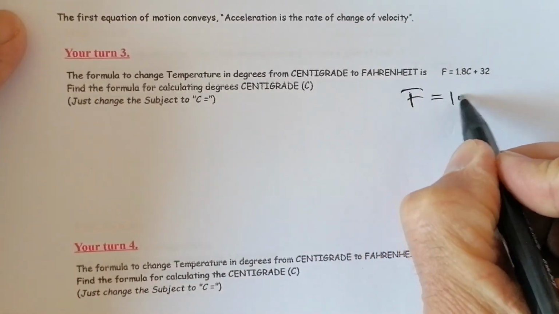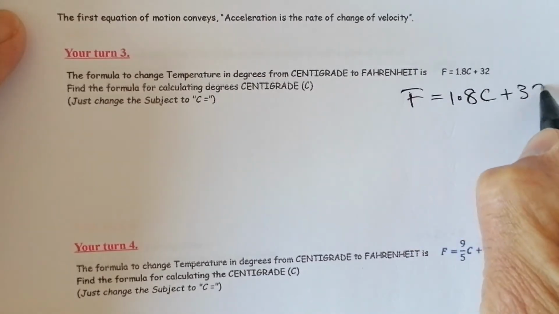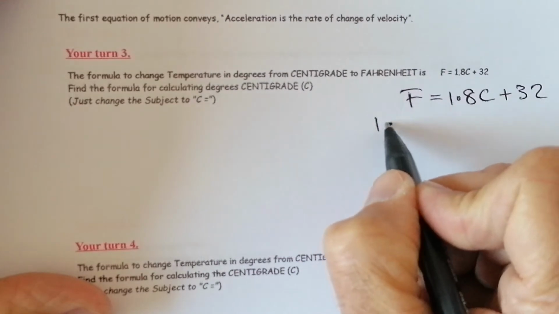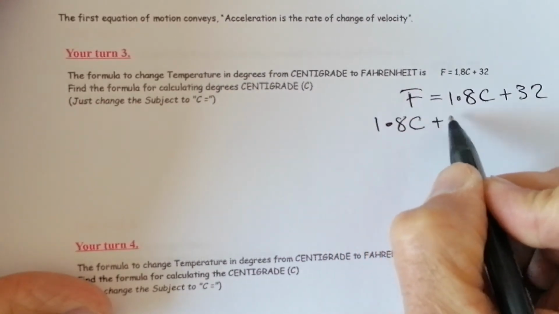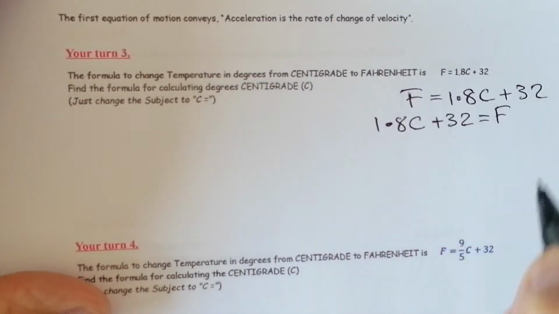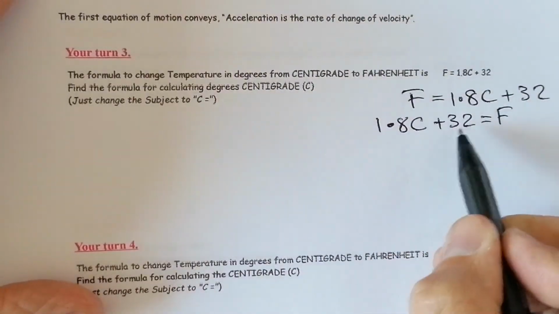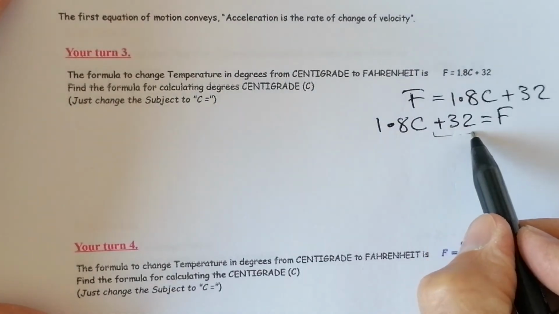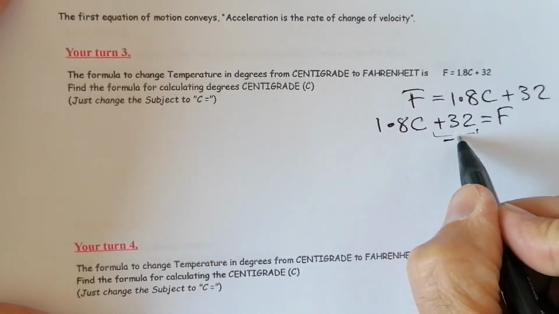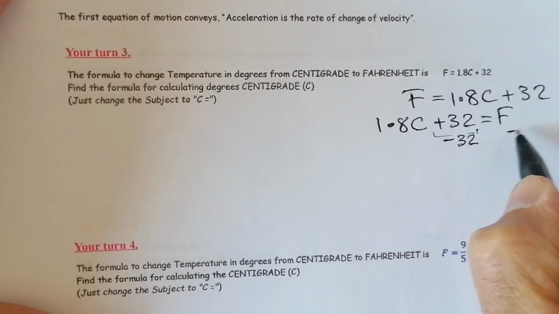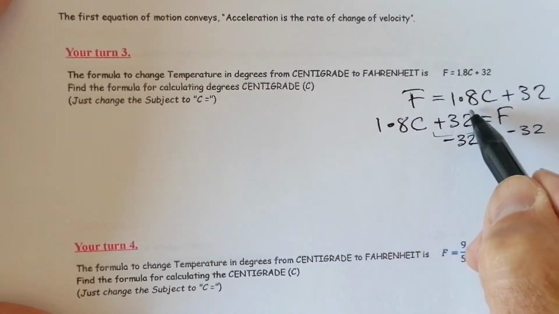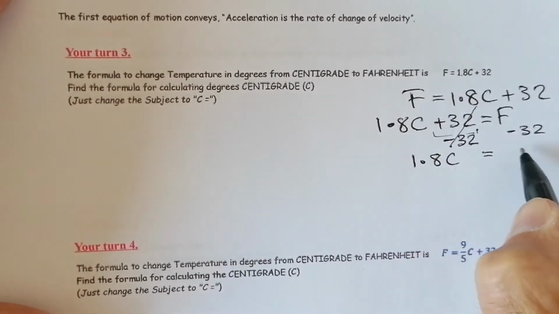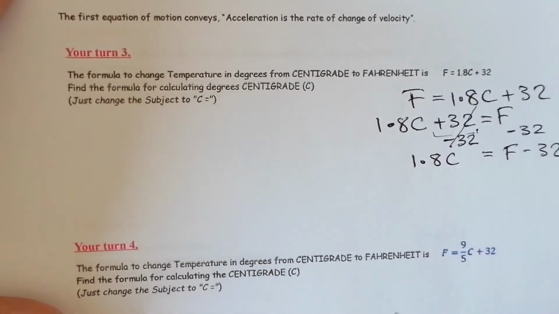So F is equal to 1.8C plus 32. Right then, again, I'm going to just change it around. So I've got 1.8C plus 32 is equal to F. Right, so let's look at this. So this is similar to what we did in the example. What I'll do is I'll get rid of this part here by subtracting 32 from the left. So I'll subtract 32 from the right. That will eliminate this part and leave 1.8C on this side and F minus 32.